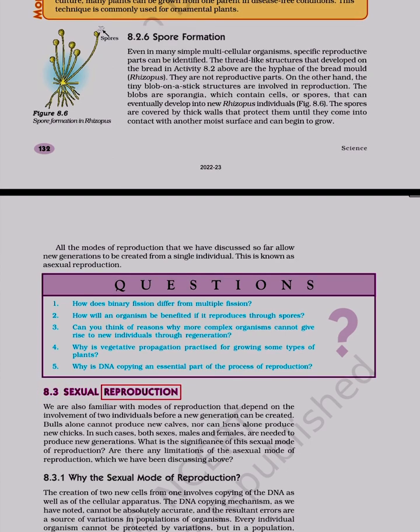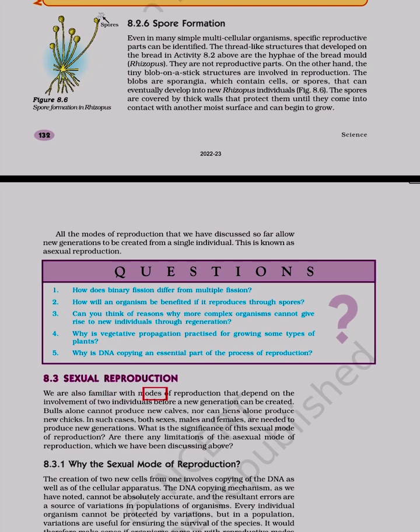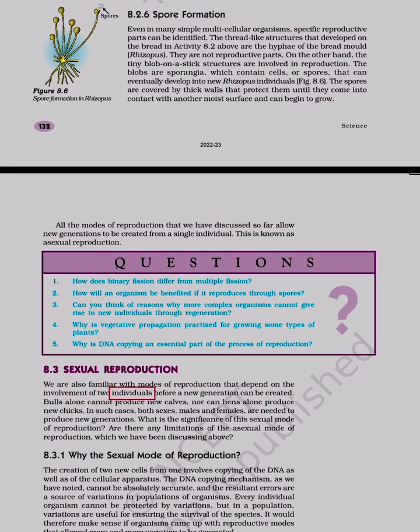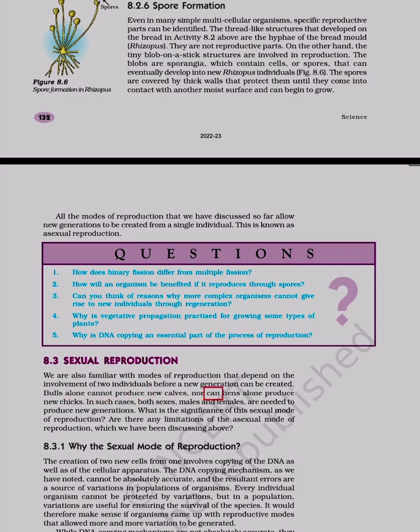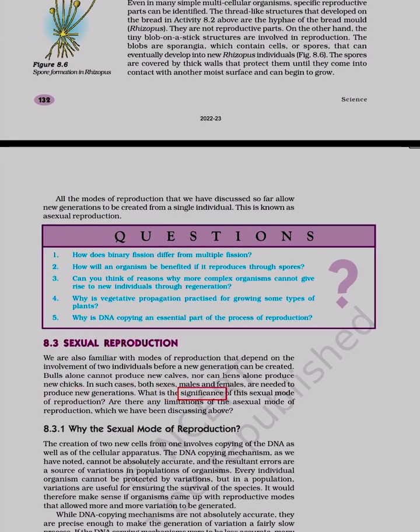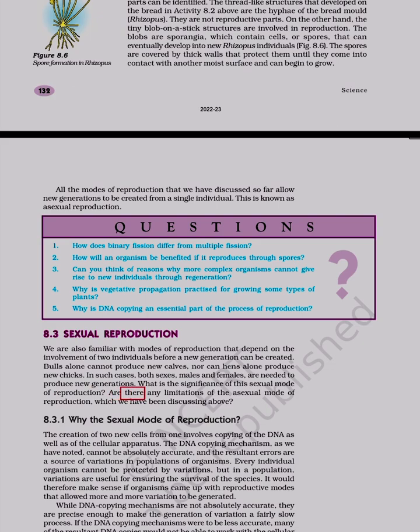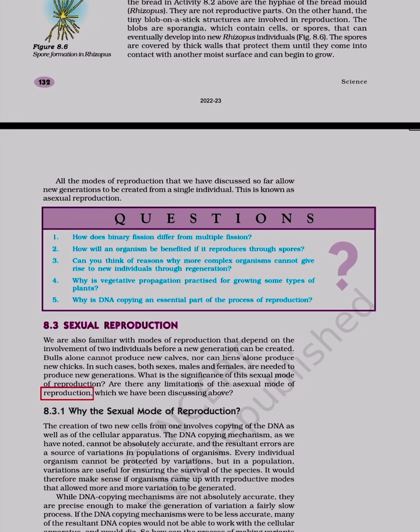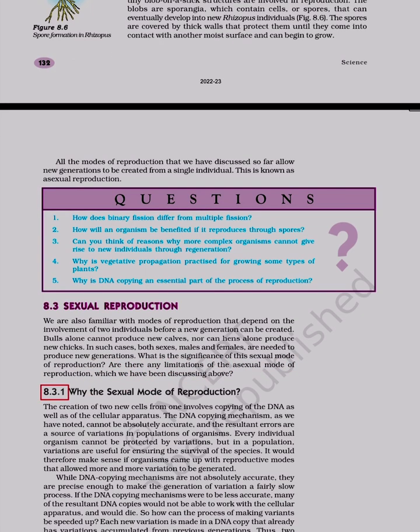8.3 Sexual reproduction. We are also familiar with modes of reproduction that depend on the involvement of two individuals before a new generation can be created. Bulls alone cannot produce new calves, nor can hens alone produce new chicks. In such cases, both sexes, males and females, are needed to produce new generations. What is the significance of this sexual mode of reproduction? Are there any limitations of the asexual mode of reproduction, which we have been discussing above?